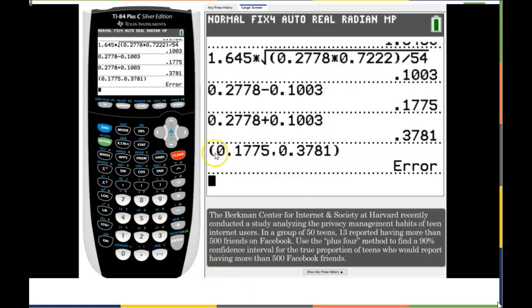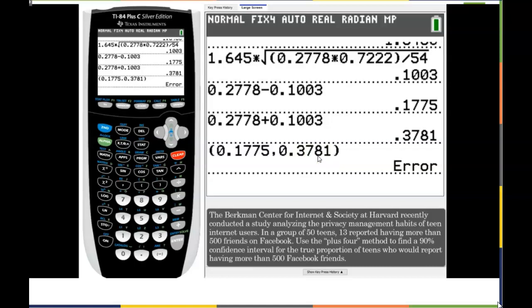So my confidence interval would look like this. All right. So my low bound versus my high bound. And I would still have to interpret this. So I would say we are 90% confident that between 17.8 and 37.8% of all teens would have reported having more than 500 Facebook friends.